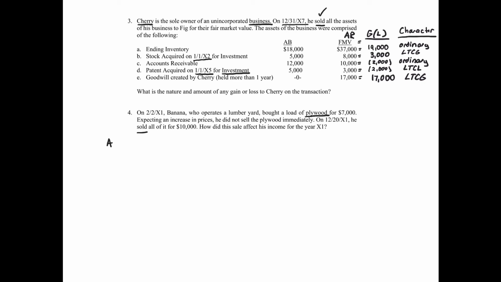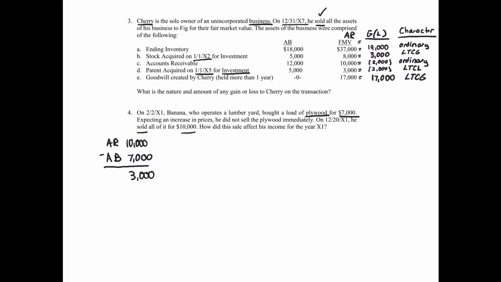So step 1, calculate the realized gain or loss: amount realized minus adjusted basis. Amount realized is what Banana gets. Banana gets $10,000 minus the adjusted basis. Banana bought it for $7,000, so it's a cost basis. We've got a $3,000 realized gain. Next question, is it recognized? Yes, because it was sold. A sale for cash is always recognized. So now we have to worry about the character.